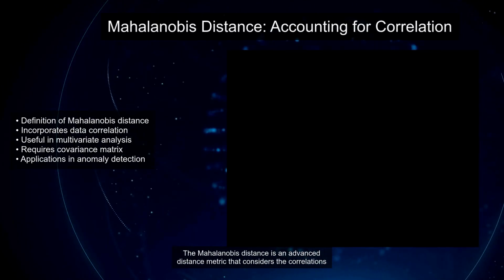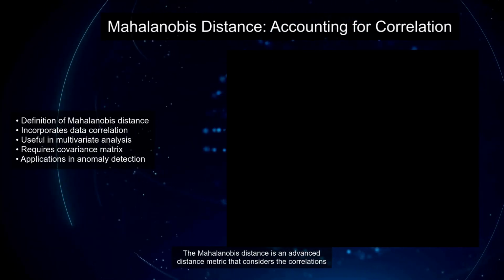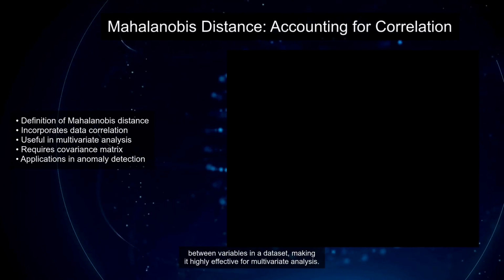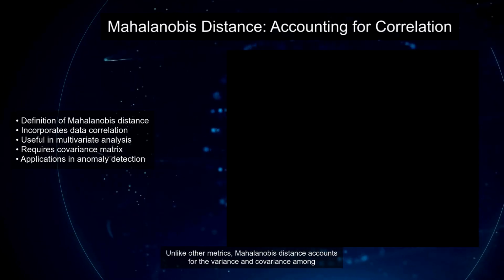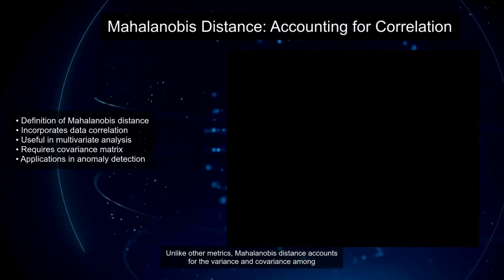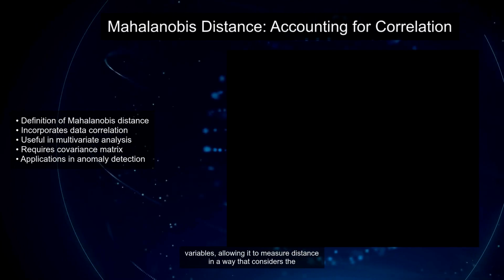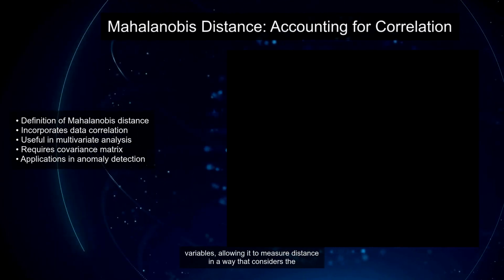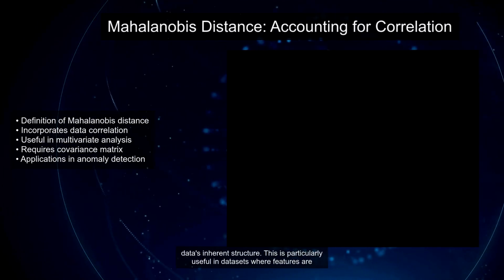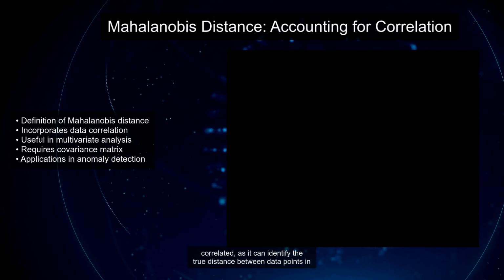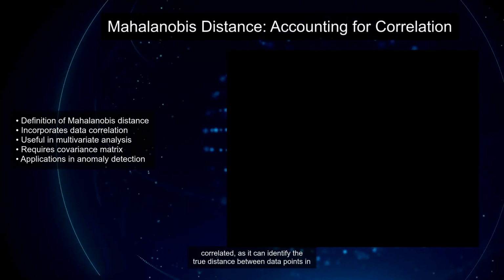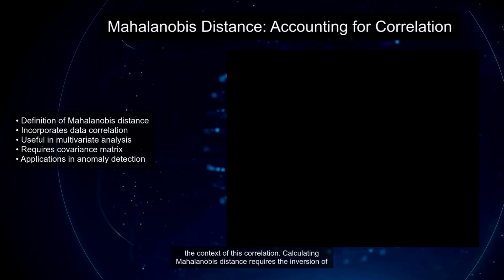The Mahalanobis distance is an advanced distance metric that considers the correlations between variables in a dataset, making it highly effective for multivariate analysis. Unlike other metrics, Mahalanobis distance accounts for the variance and covariance among variables, allowing it to measure distance in a way that considers the data's inherent structure. This is particularly useful in datasets where features are correlated, as it can identify the true distance between data points in the context of this correlation.